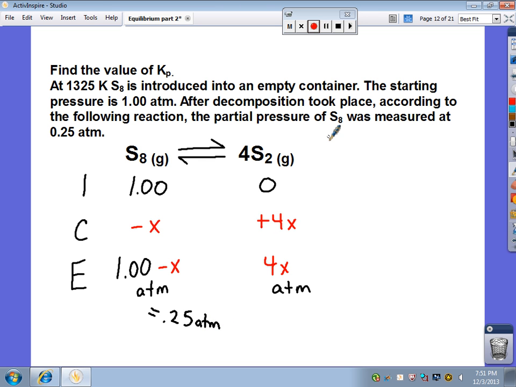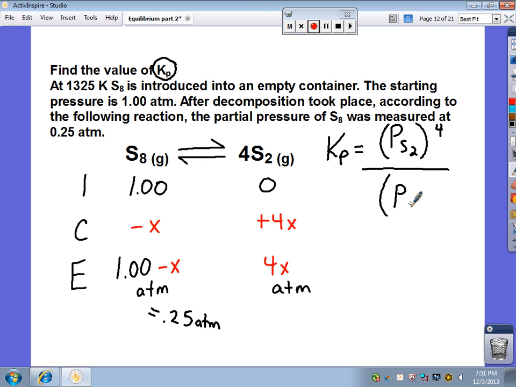Okay, so over to the side here, I'm going to say Kp is equal to the pressure of S2 in parentheses to the 4th. Now why am I doing this? Because I'm finding Kp. And Kp is in terms of atmospheres, and so that's how you delineate that you're using atmospheres. You use parentheses and P of whatever your species is. All right. I'm going to do pressure of S8, and that's my law of mass action expression, my equilibrium expression, and now I need to plug my values in.